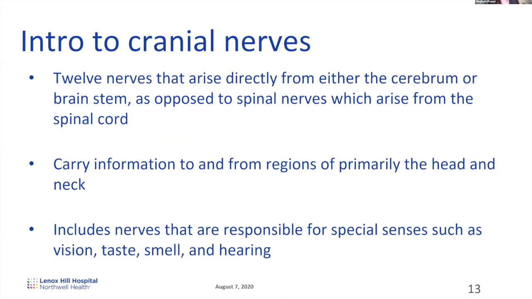All right. So we're going to talk about the cranial nerves. Just very briefly, there are 12 of them, and they each supply innervation to different parts of the head and neck, which is why it's included in this lecture.